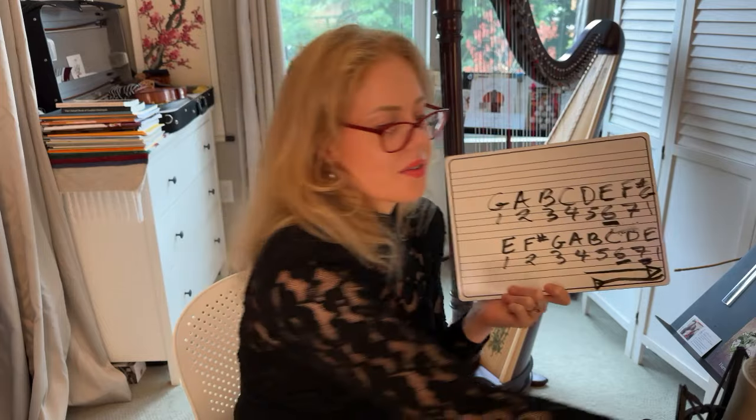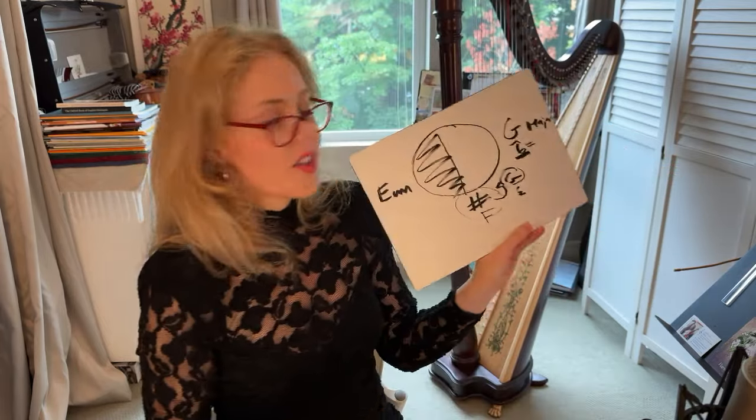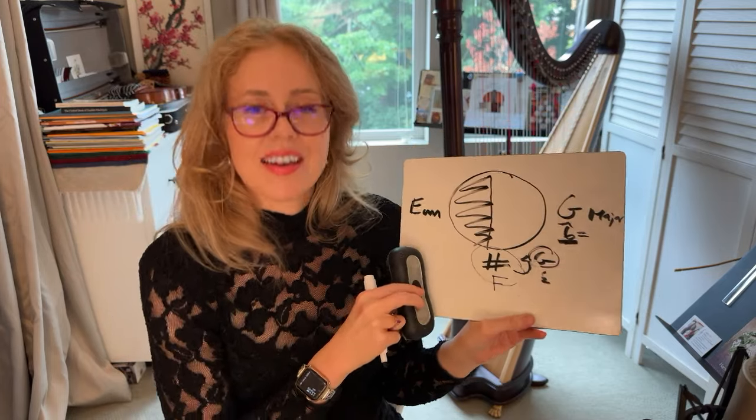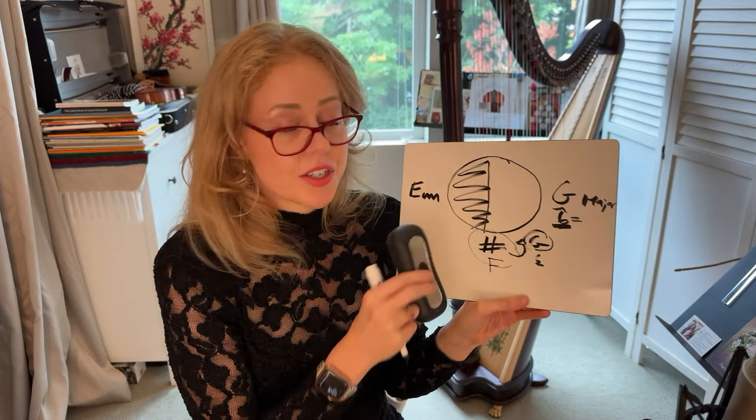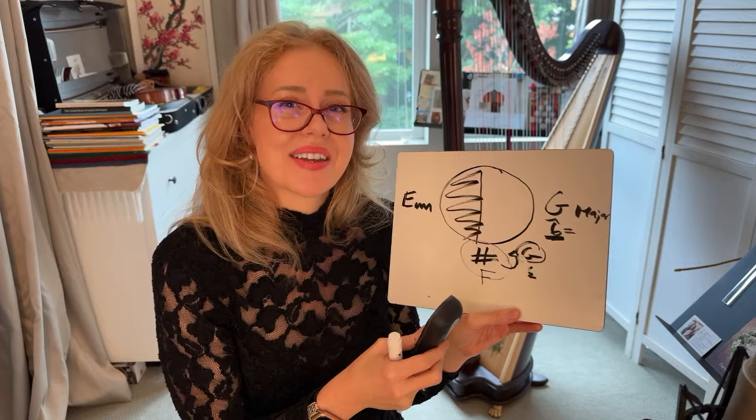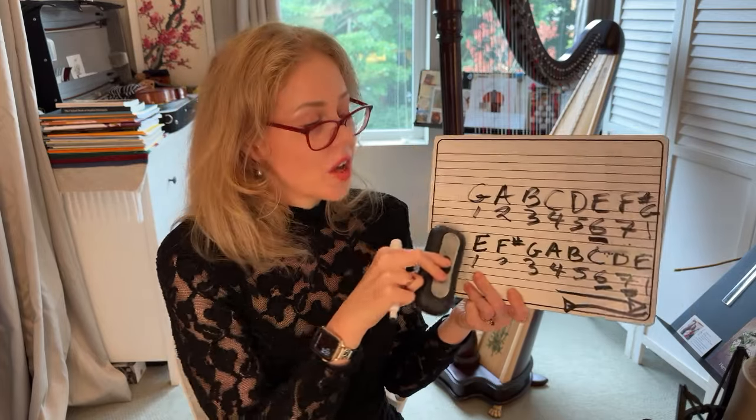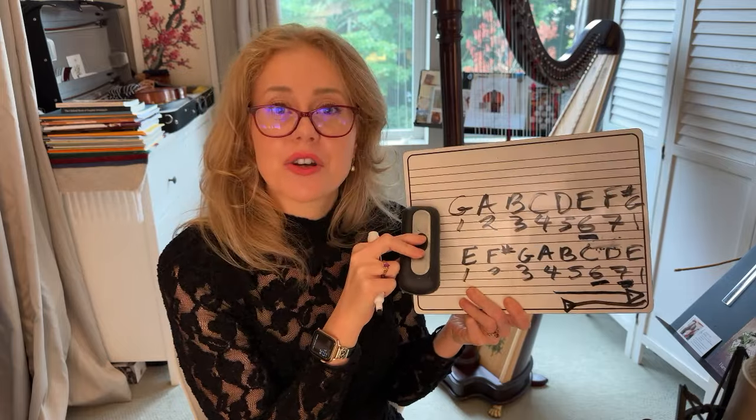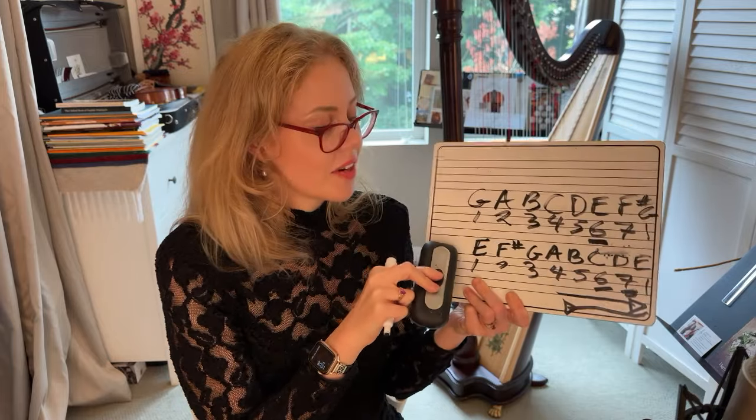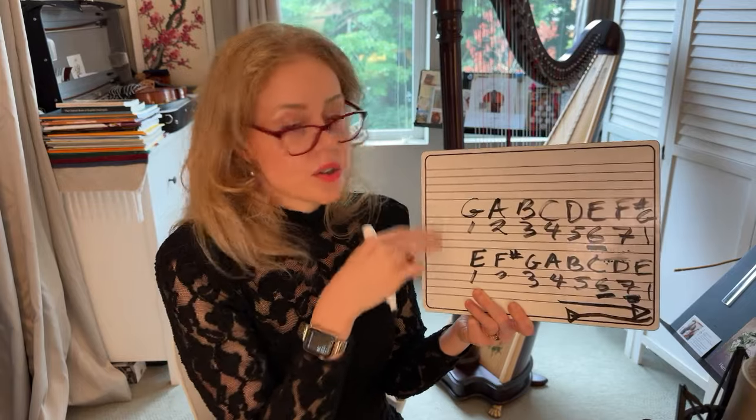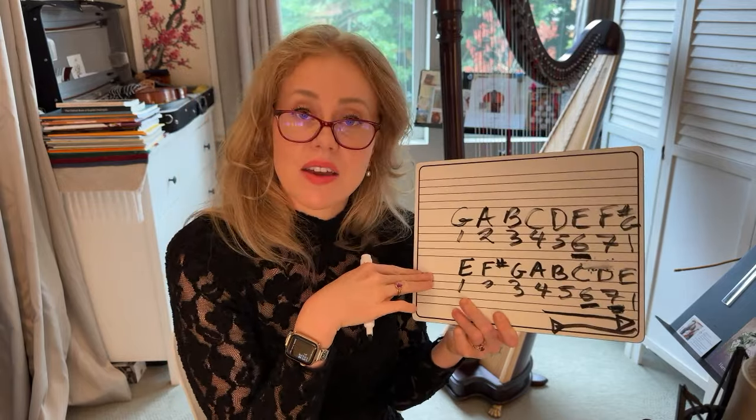Okay, so that is the magical key of G major and E minor. And I would love for you to practice these scales this month. Get to know the hand patterns on every string. Make a practice of playing these scales. If you're in G major, put a G drone on in the background. If you're in E minor, put an E drone on in the background. And get to know the story behind these scales.